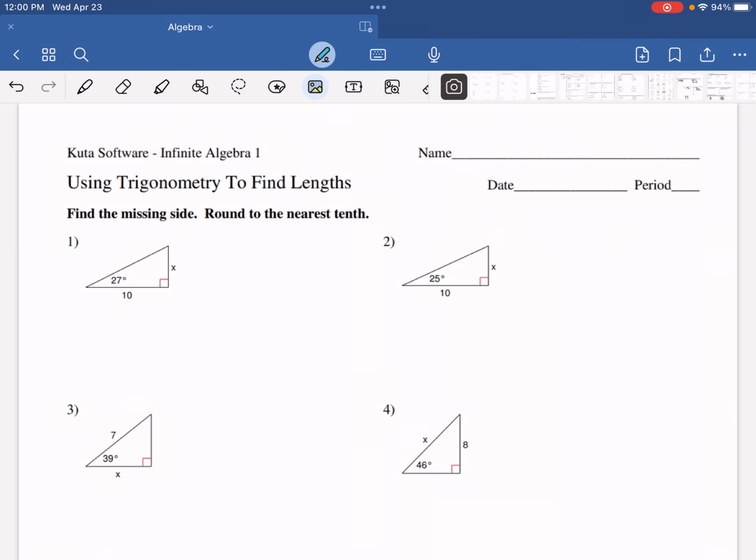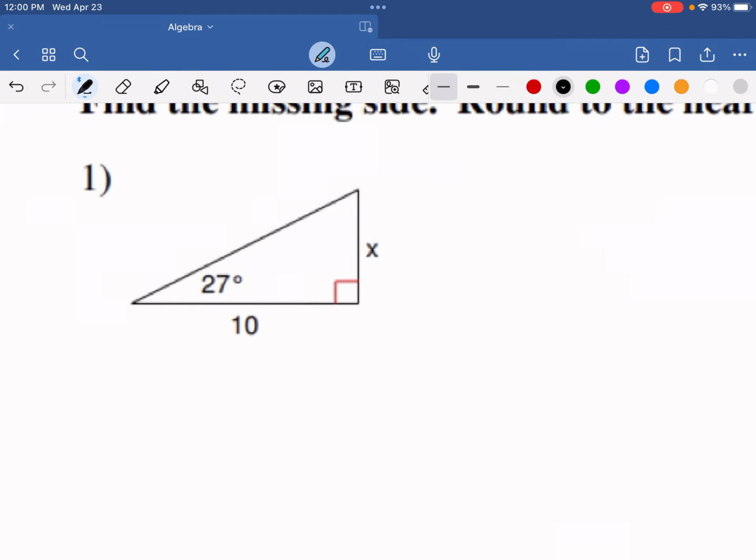Okay, so for the first one, you also have to remember, don't forget that sine is the O and the H, cosine is A and H, and tangent is O and A. All right, so for the first one, we start where the degree is. We're in 27, and you want to label the triangle HOA. H is the longest side, so that would be this one. This one's H. A is next to 27, so 10 is next to 27. That one's A, adjacent, and this one's O.